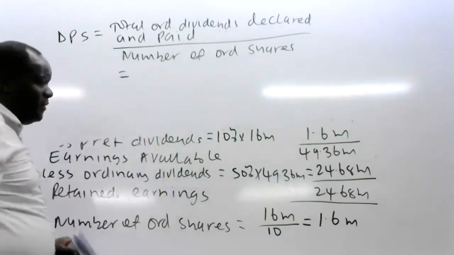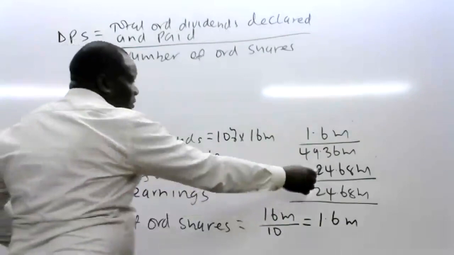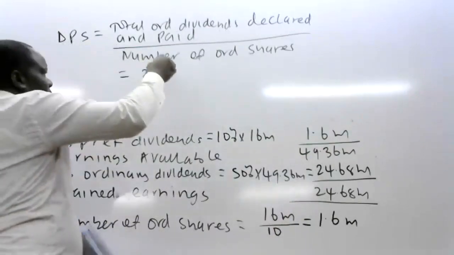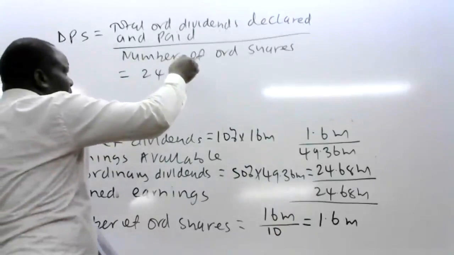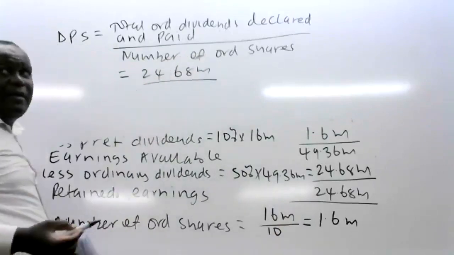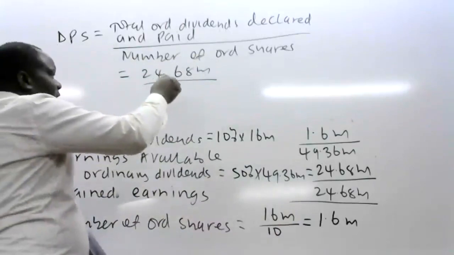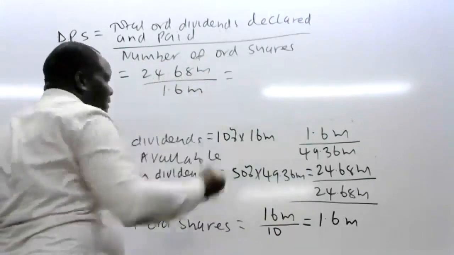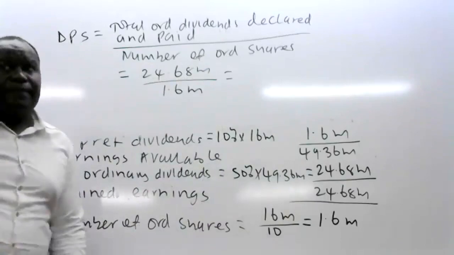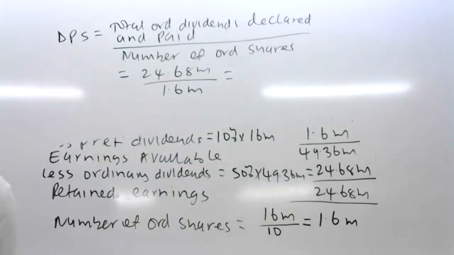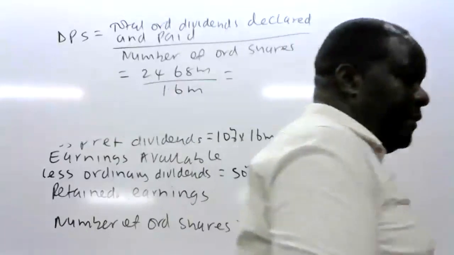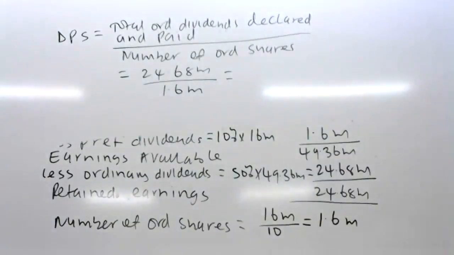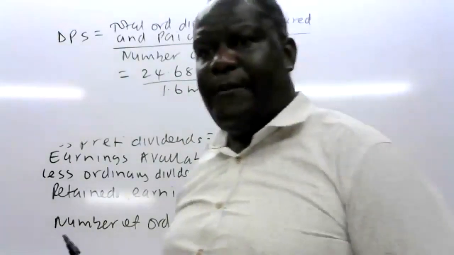So the ordinary dividends is 24.68, then the number of the ordinary shares is 1.6 million. That gives 15.43. It will be 15.43.